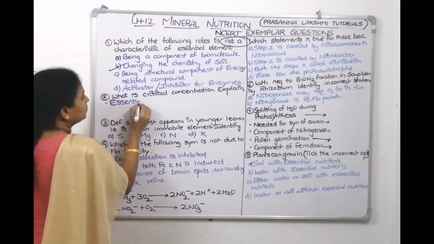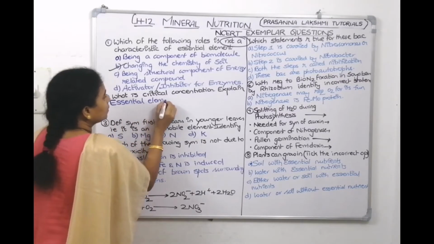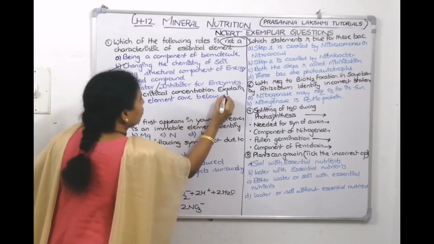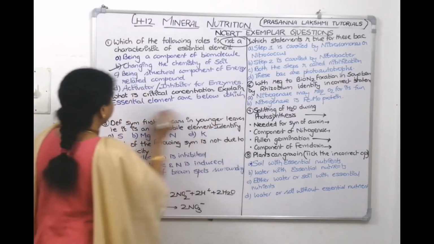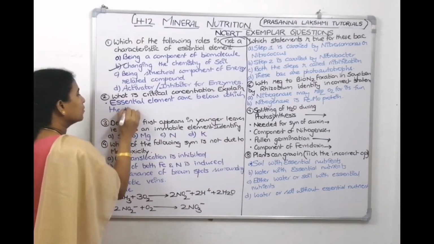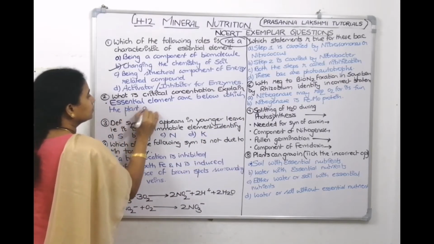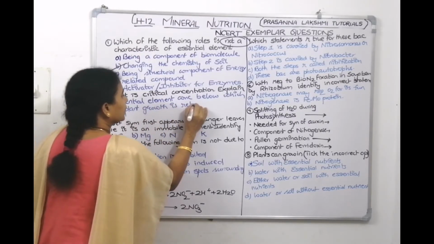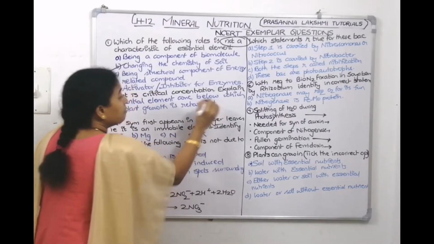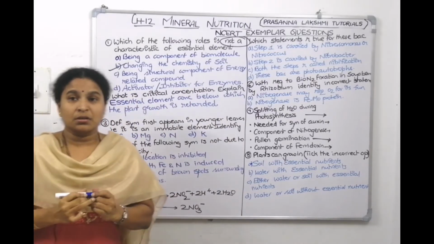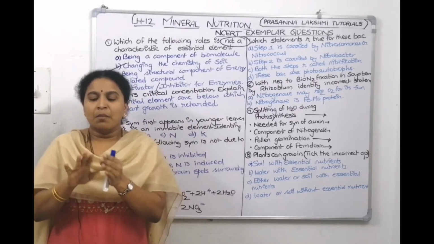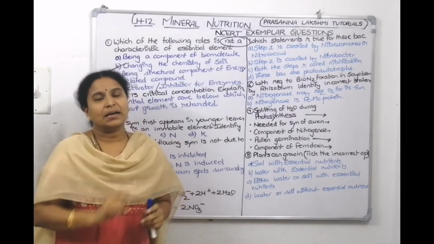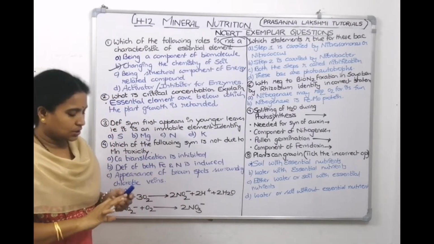Essential element concentration below which the plant growth is retarded, right? The minimum concentration is critical concentration. Below the minimal concentration, the plant growth will be retarded. That is called as critical concentration.